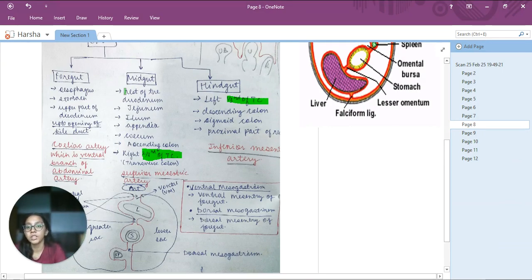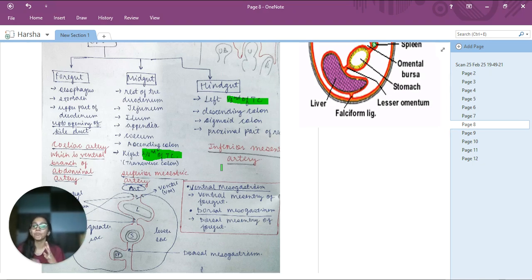Fine. Then the midgut: the rest of the duodenum, jejunum, ileum, appendix, cecum, and it also includes the right 2/3 of the transverse colon. Hindgut: the hindgut involves the left 1/3 of the transverse colon, the descending colon, sigmoid colon, and the proximal part of the rectum. Fine. Now this is the formation of the gut.